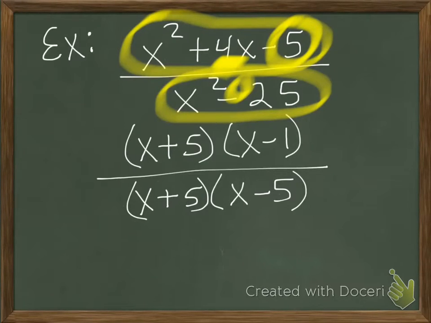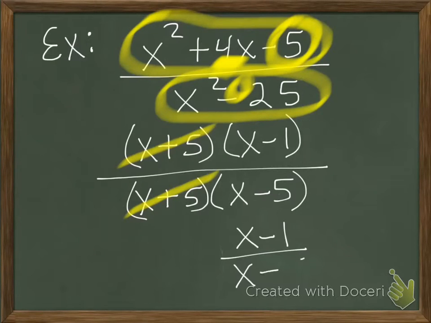The second step now is going to be to cancel from top to bottom. I'm going to look and see what can I cancel. And so from top to bottom, I see that I have an x plus 5 and I have an x plus 5. Those are going to cancel. And I'm left with x minus 1 over x minus 5, which does not cancel. So my leftover part is x minus 1 over x minus 5. So that is a simplified rational expression. I factored, I canceled, and I wrote what was left over.